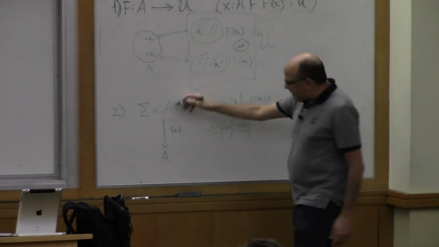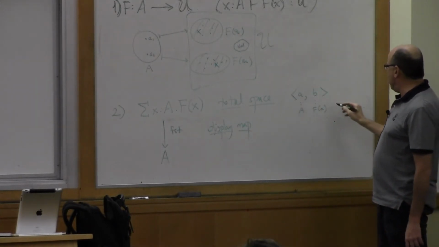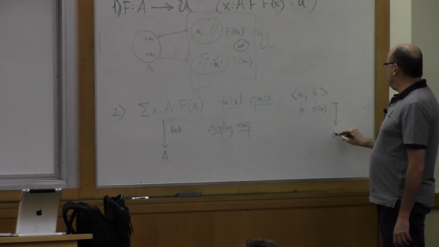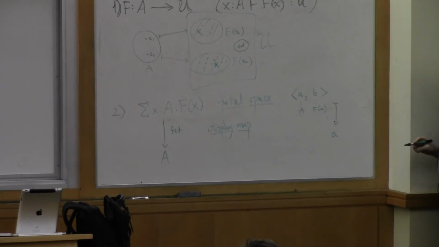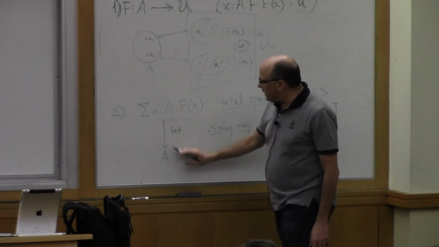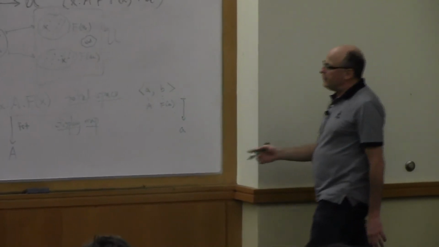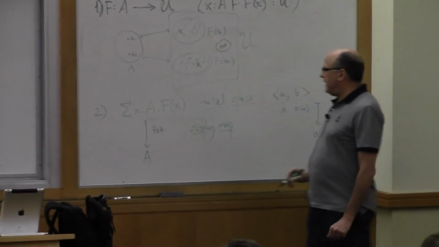And the display map is recovering that information, because what the display map is going to do is send that to A. It's going to say, please display for me what element of the index space, the base space of the family, as it's sometimes called, is it over? So I write the map vertically like that.